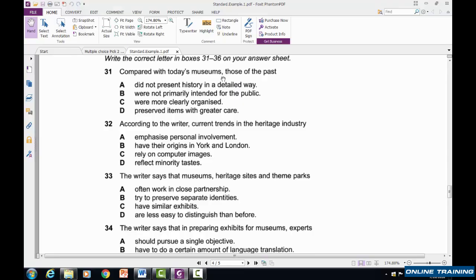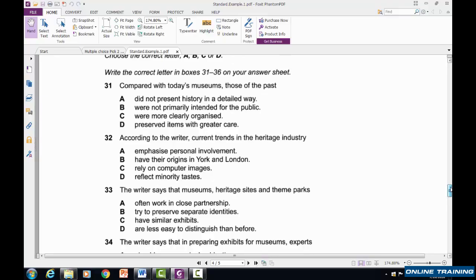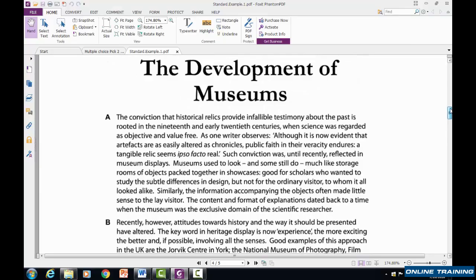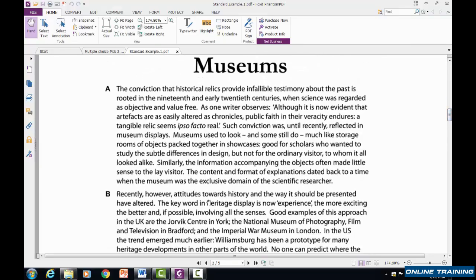Compare with today's museums, those of the past. Now, if you want to, you don't have to look at the keywords and the answer choices. That's a step that you can do, but it's not really that relevant or important. If you want to, you can go directly to the sentence and read it and then pick your answer. Compare with today's museums, those of the past. So that's what I'm looking for. And it has to come before paragraph B because paragraph B was for question number 32.